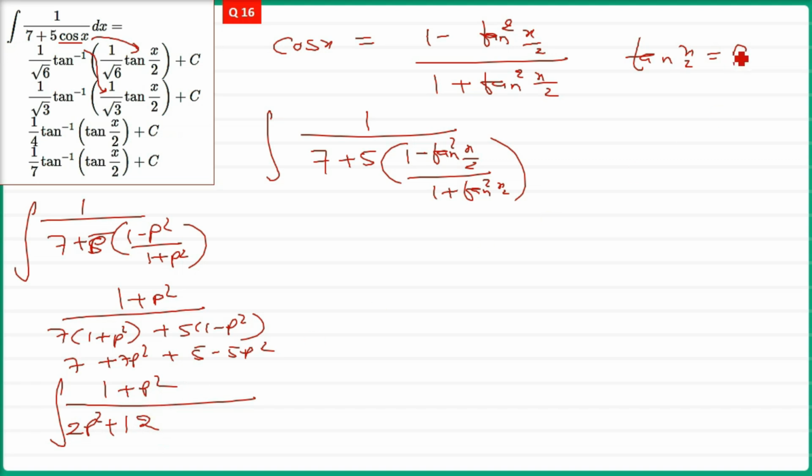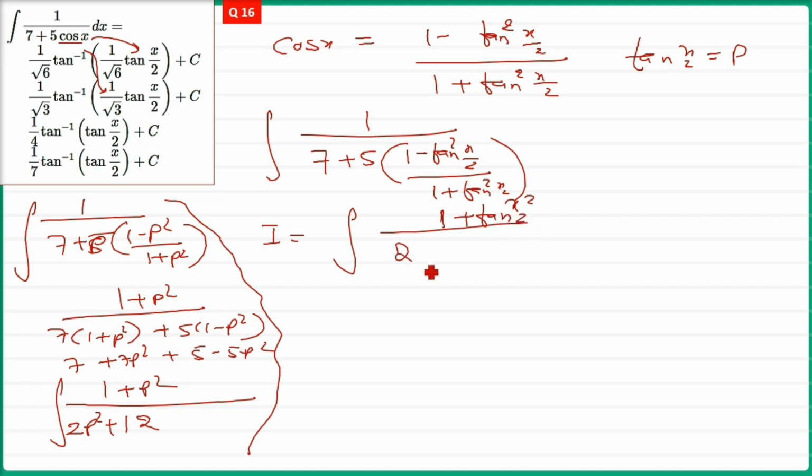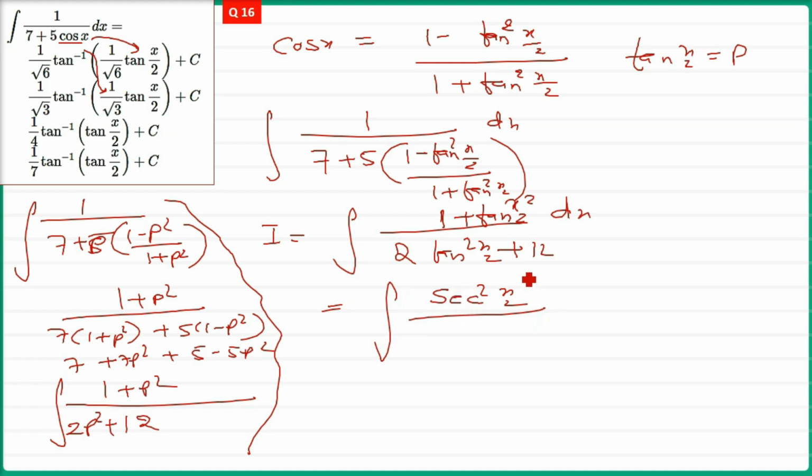This was just for you to understand what we are doing, because writing tan square x by 2 again would make the screen cluttered. I want it to be clear. So 1 plus tan square x by 2 comes in the numerator, divided by 2 tan square x by 2 plus 12. The 1 plus tan square x by 2 is what? Sec square x by 2. It has a direct relation. Sec square x by 2 is 1 plus tan square x by 2, just as cosec square x by 2 is 1 plus cot square x by 2, that you already know.